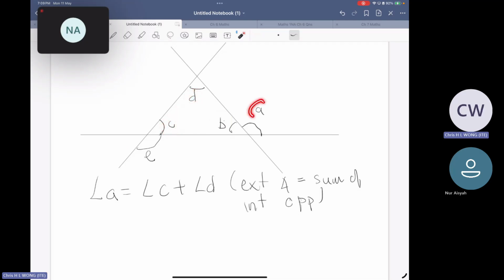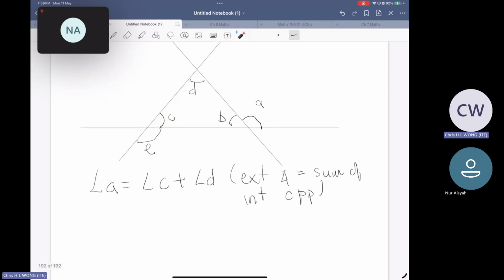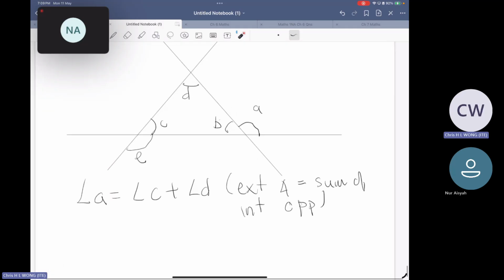Makes sense, isn't it? Because A plus B give you 180, right? If A plus B give you 180, C, D, and B give you 180. Obviously, this plus this will give you this, isn't it? Right? Equal. Okay. That's why you have sum of interior opposite. Which I told you last week, right? Makes sense to you?